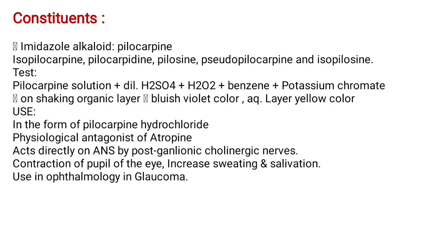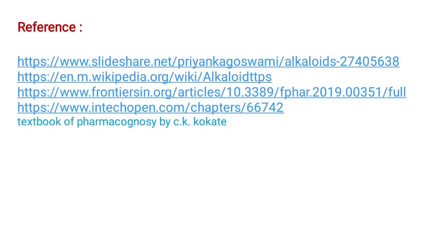Test: pilocarpine solution plus dilute H2SO4 plus H2O2 plus benzene plus potassium dichromate; on shaking, the organic layer shows a bluish violet color and the aqueous layer a yellow color. Use in the form of pilocarpine hydrochloride, a physiological antagonist of atropine, acts directly on the ANS by postganglionic cholinergic nerve. Contraction of pupil of the eye, increased sweating and salivation. Used in ophthalmology and glaucoma.